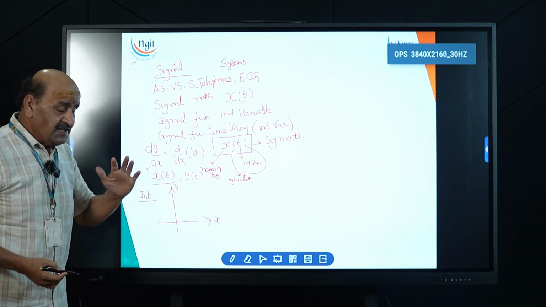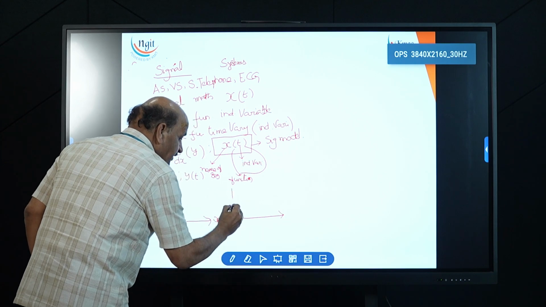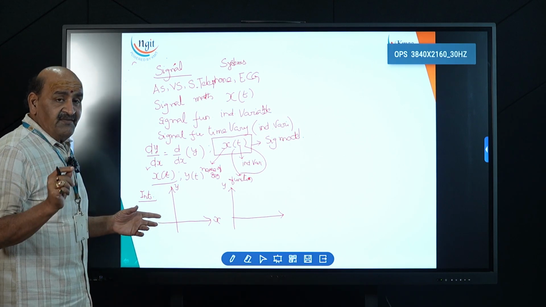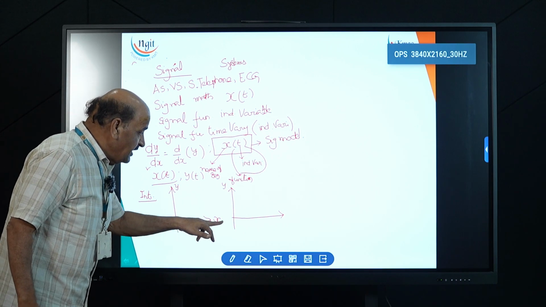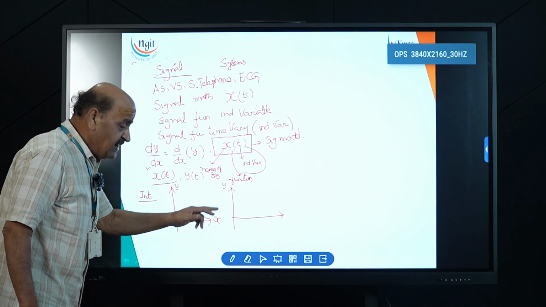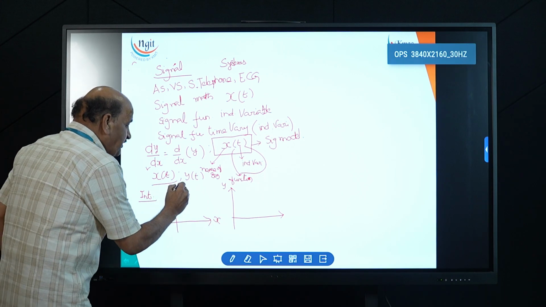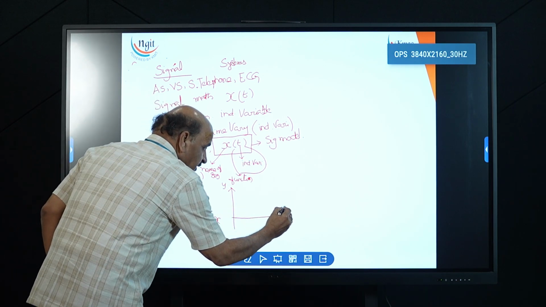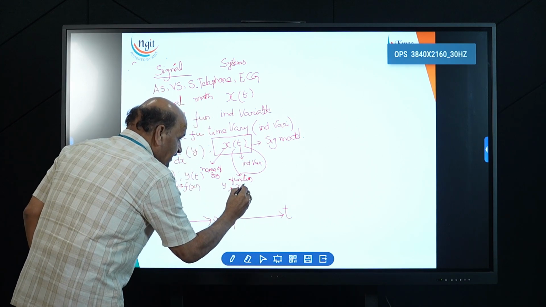But in electronics and electrical, we call this the parallel axis and this the vertical axis. Both are the same; only the words change a little. Here it is the x-axis, and we call it the parallel axis. This is the y-axis, and we call it the vertical axis. Y is also a function of x. So in electronics, we make it as t, which is time. Here, this is x of t.